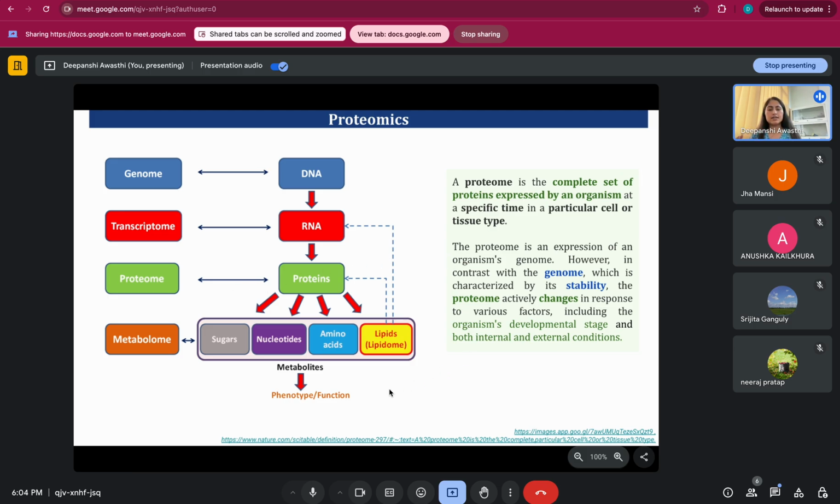And then after the proteome, if we move to the metabolome level, which constitutes all the metabolites, they are also diverse. And after proteomics, the next study is metabolomics, which will ultimately determine what will be the phenotype, or what will be the function, how the organism will behave. So the ultimate thing is the phenotype. From genotype, how things move till the phenotype. The entire thing is shown in this slide.